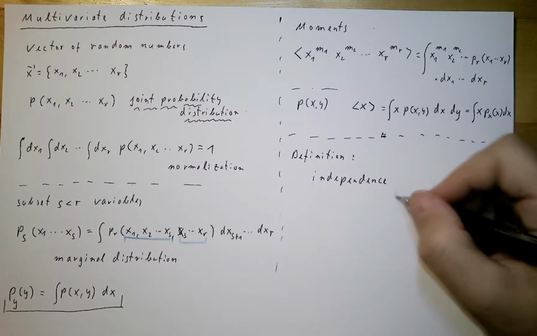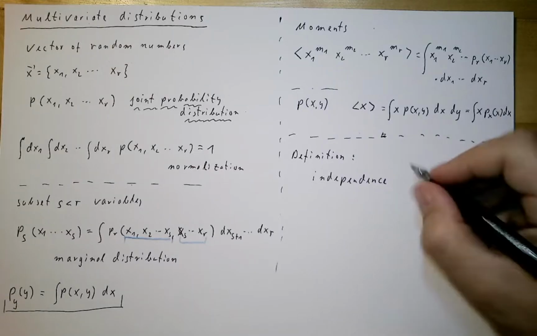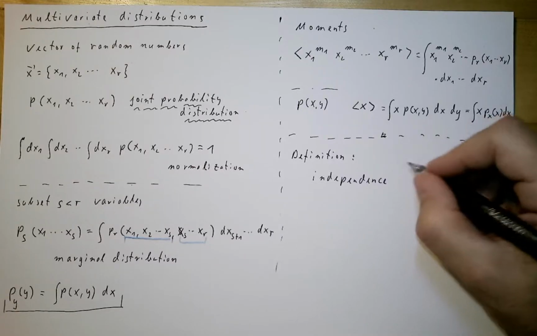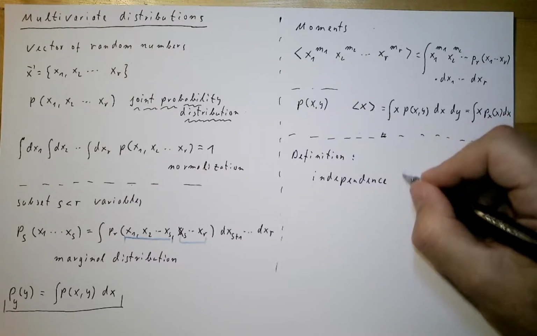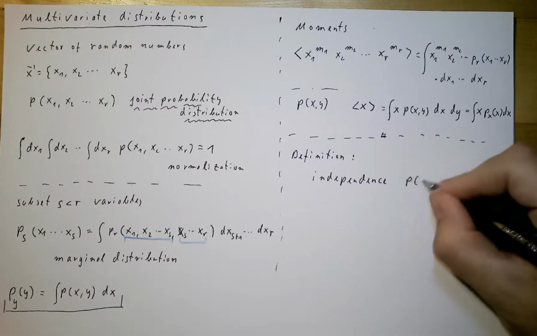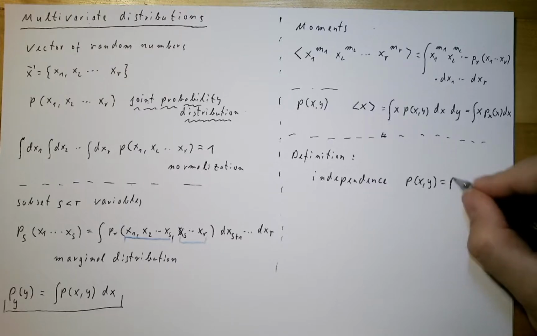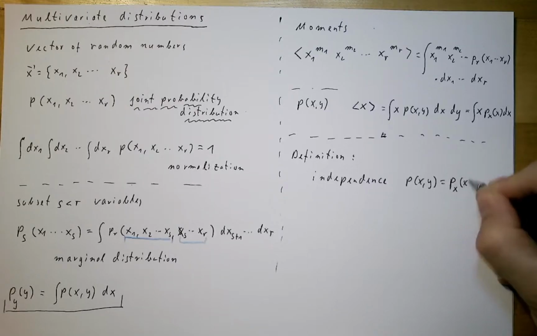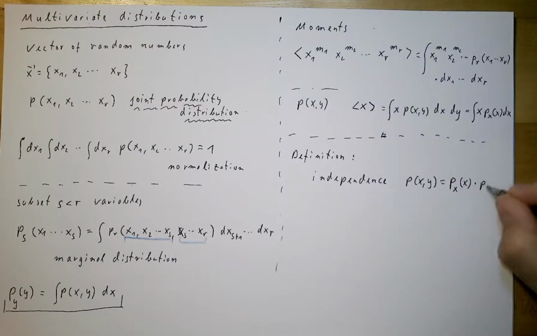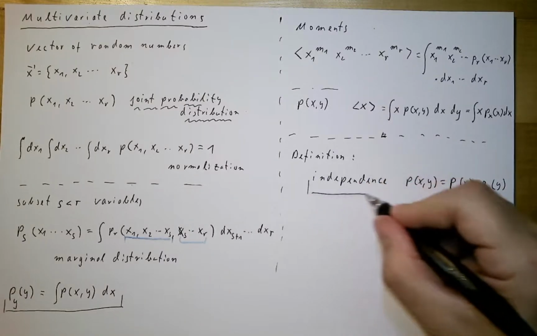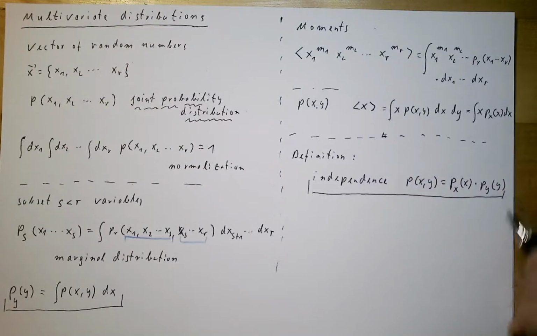And then we say this variable x and y are independent if p of x, y equals the marginal distribution of x multiplied by the marginal distribution of y. So that's just a definition.